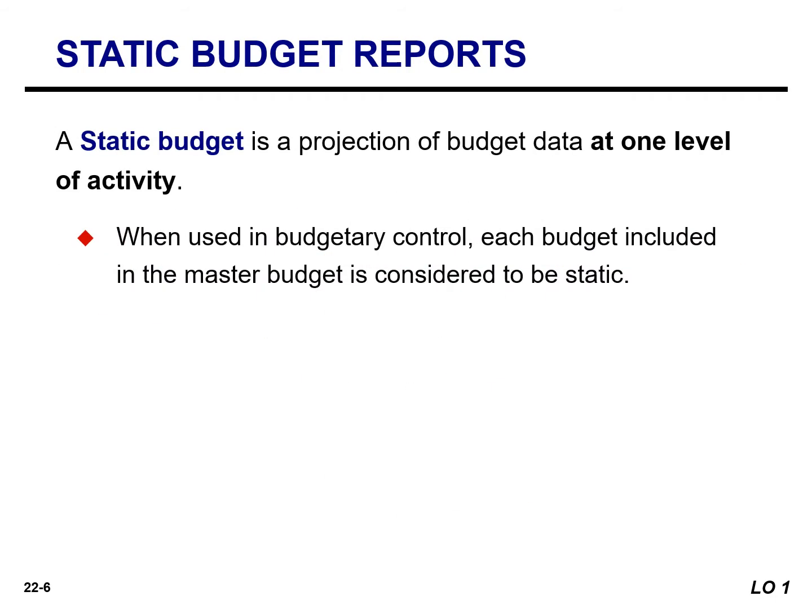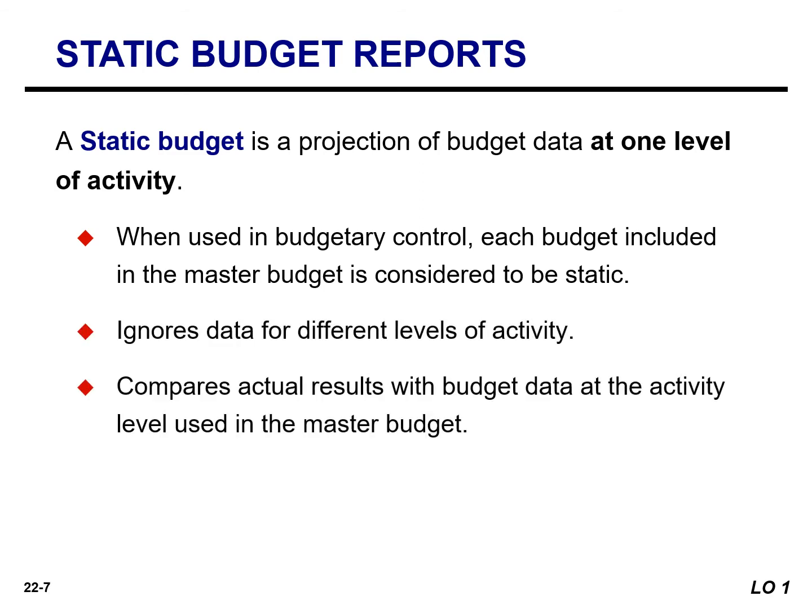You learned in Chapter 22 that the master budget formalizes management's planned objectives for the coming year. When used in budgetary control, each budget included in the master budget is considered to be static. A static budget is a projection of budget data at one level of activity. These budgets do not consider data for different levels of activity. As a result, companies will always compare actual results with the budget data at the activity level that was used in developing the master budget.